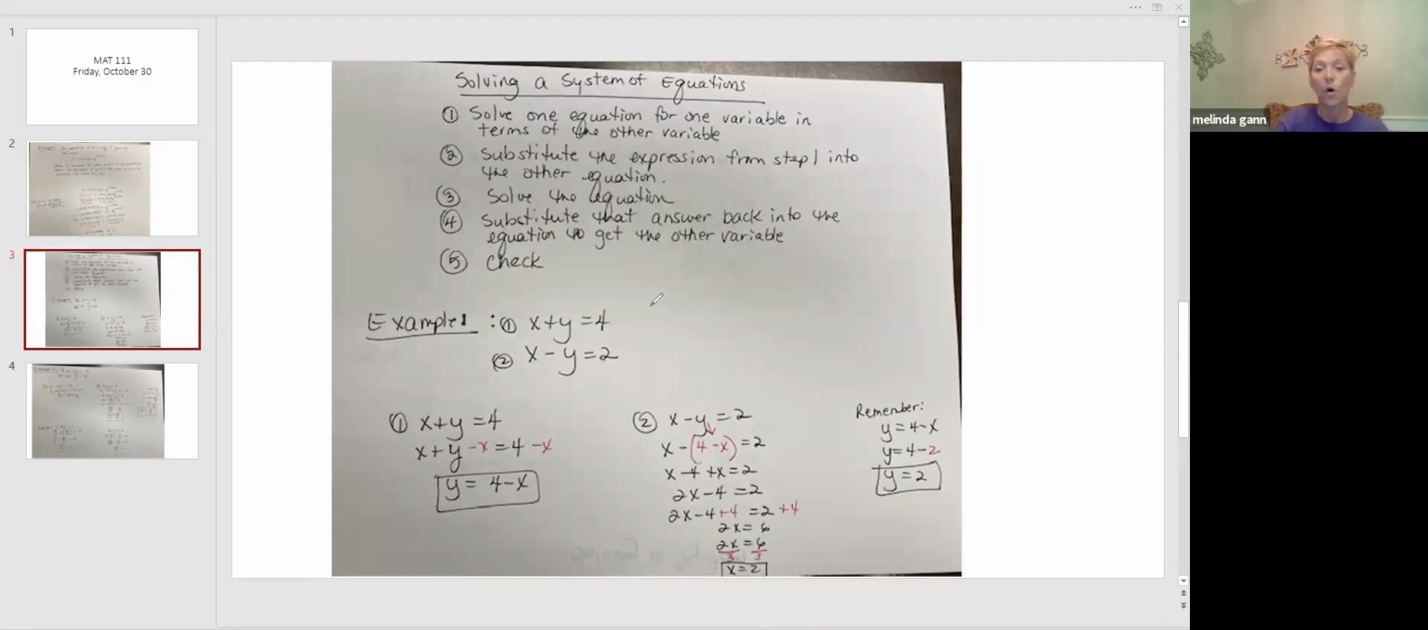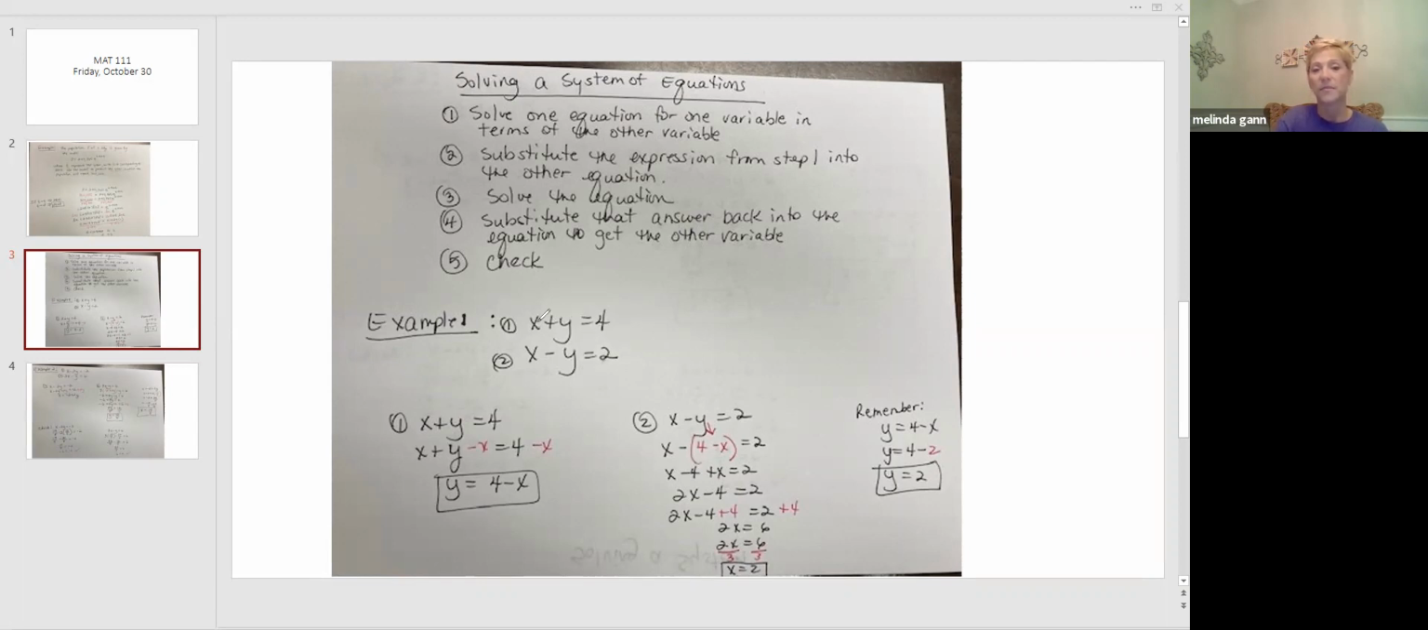Okay, what we're going to talk about is a system with 2 equations in it, but you can have a system with like 3 or 23. But we're going to just do systems of 2 equations. So when you have a system of 2 equations, that means you want to know all the numbers for x and y that will make both of these true at the same time.